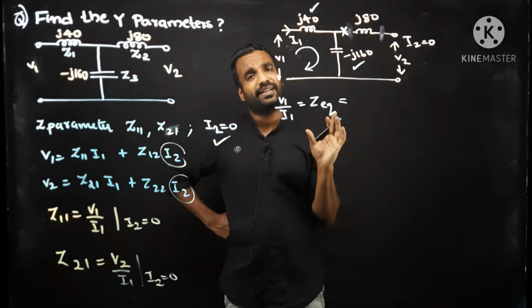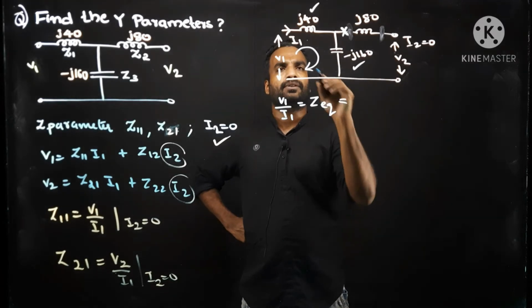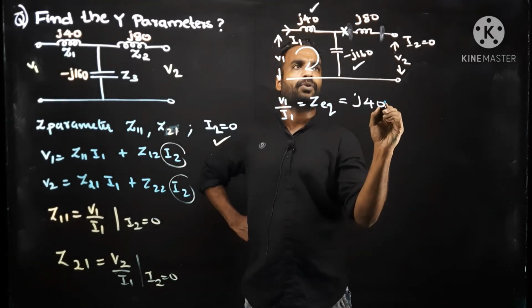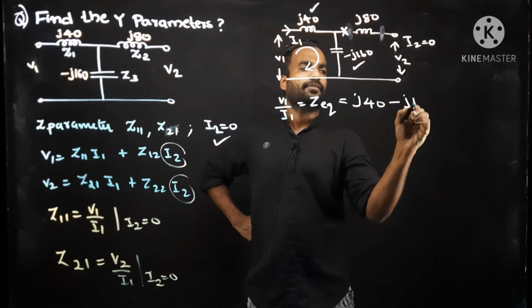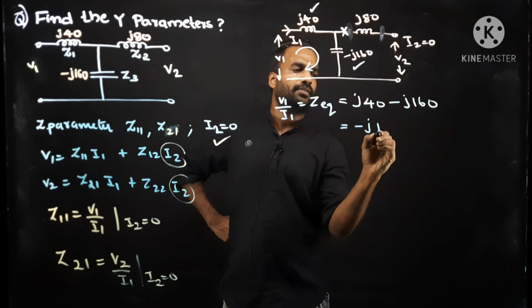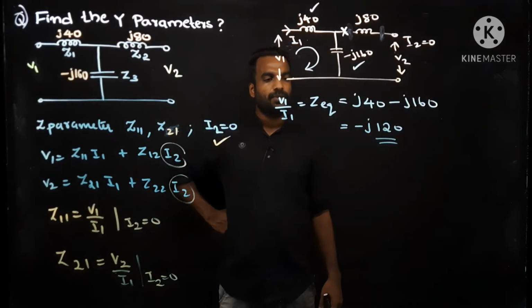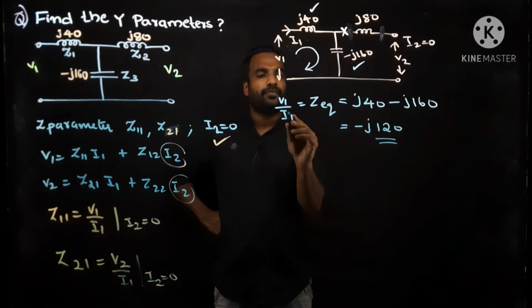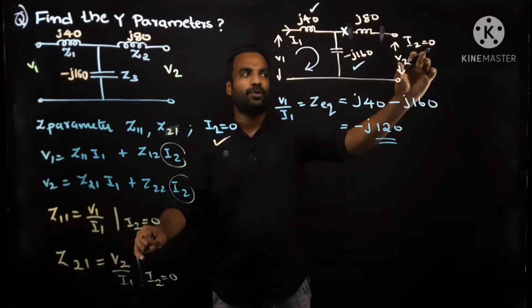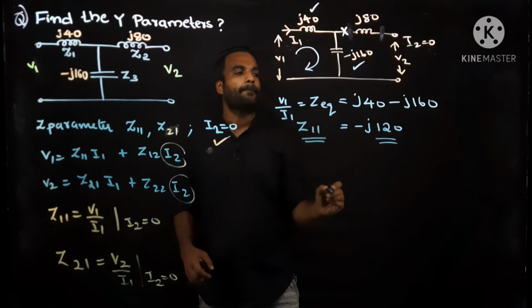And Z equivalent is very easy to find because this side is open now. So only these two components are present, and they are in series. So Z equivalent will be J40 minus J160, so the Z equivalent will be minus J120. That will be V1 by I1, which is nothing but Z11 with I2 equal to 0. We already kept I2 as 0, so this will be Z11.